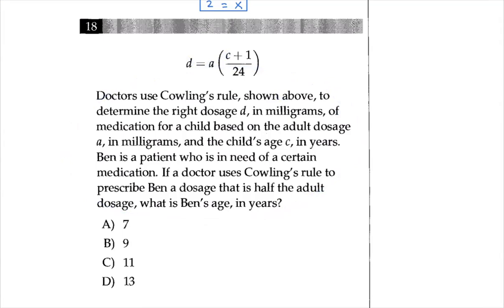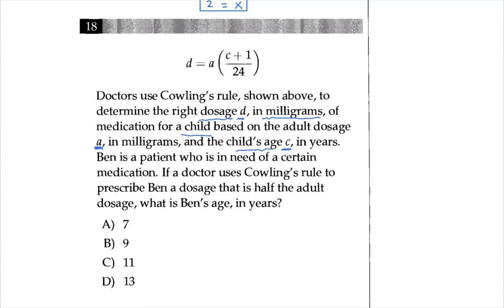So here we know now what D is. D is the dosage, and in which unit? In milligrams of what? Of medication for a child. So D here represents the right dosage in milligrams of medication for a child, based on the adult dosage A. So A represents the adult dosage, and D represents the dosage for a child. And the child's age is C. What does C represent? It represents the child's age in years.